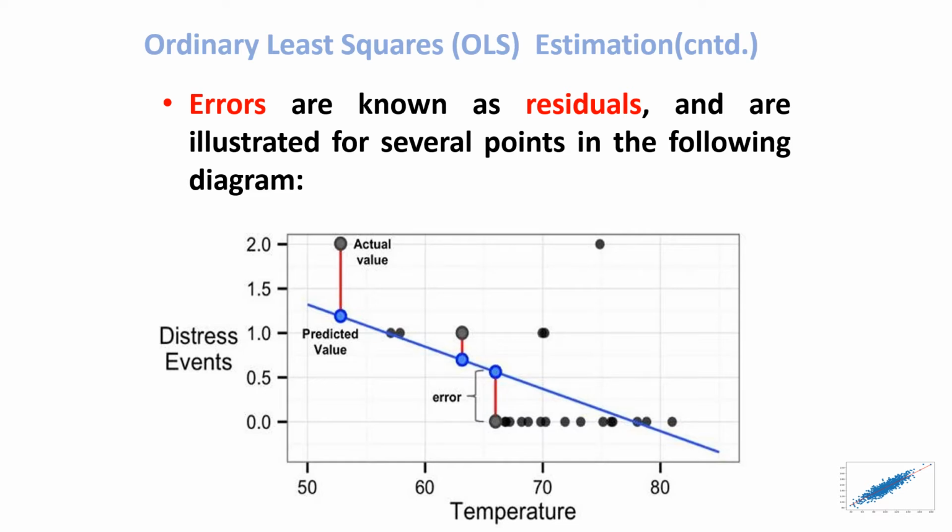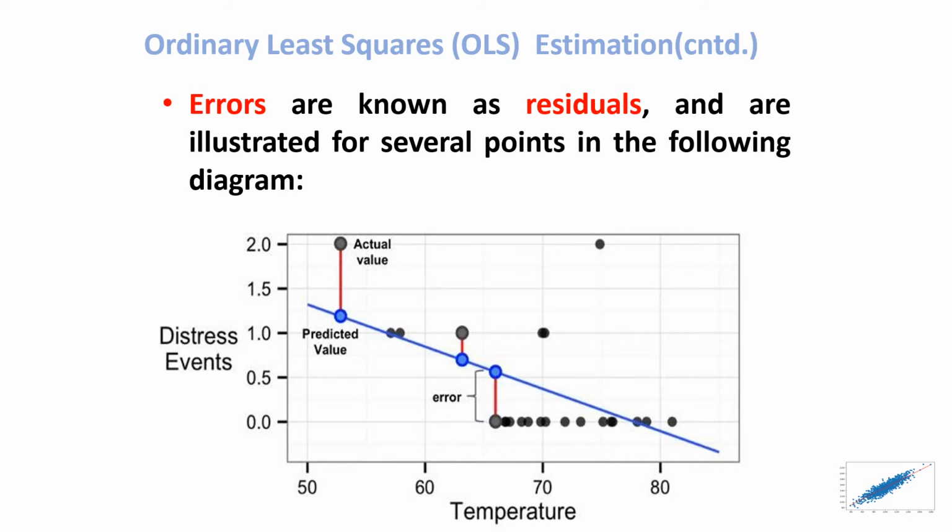So here in this diagram you can see the line which makes the separation of the points. Errors are known as residuals and are illustrated for several points in the following diagram. So here you can see a straight line which separates the data points, and most of the points are lying away from the straight line. So this is the actual value, and if you are trying to plot this value on the straight line, it will be plotted here.